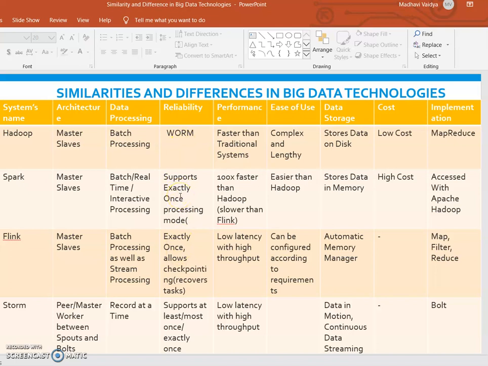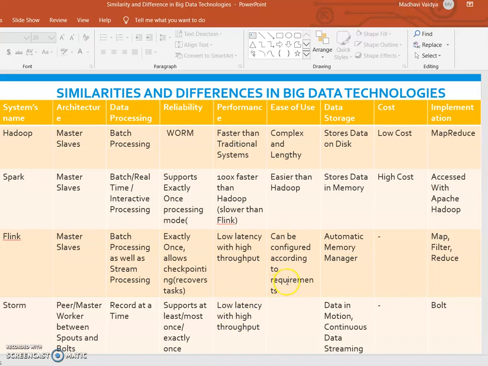It supports exactly once processing mode. It allows exactly once processing mode and does checkpointing also, recovers the task from a certain checkpoint, and supports at least once, at most once, or exactly once. It is faster than traditional systems. Obviously, we have talked about it. Spark is 100 times faster than Hadoop. Flink is low latency with high throughput. Low latency with high throughput again with respect to Storm.